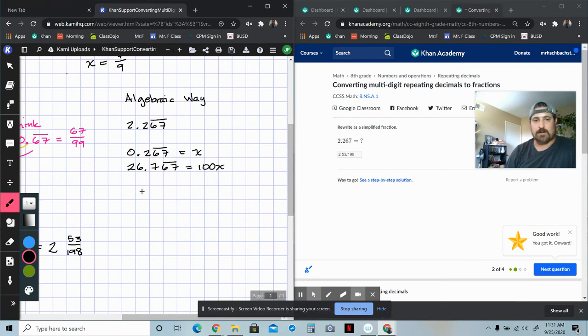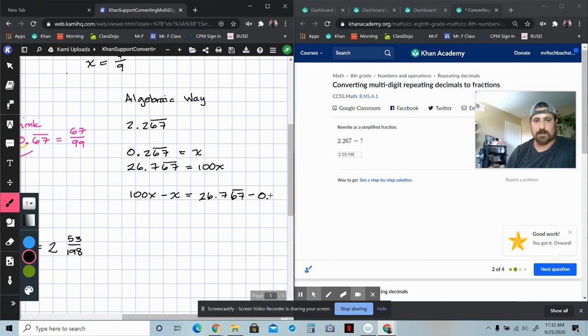And then what Con would have you do is say, all right, then 100x take away 1x is going to be equal to 26.767 repeating, and we're subtracting from that 0.267 with a bar over it. Okay? And so this over here becomes 99x. We had a little moment there, but I think we're back.